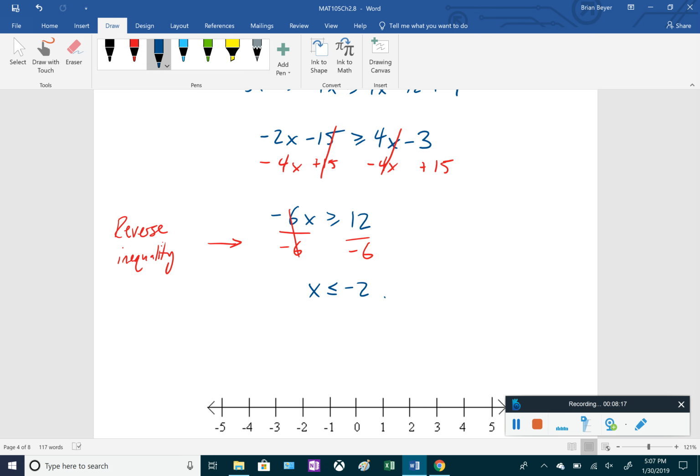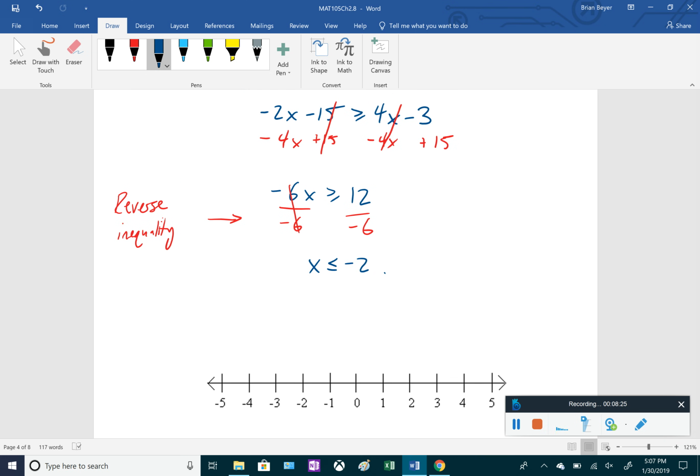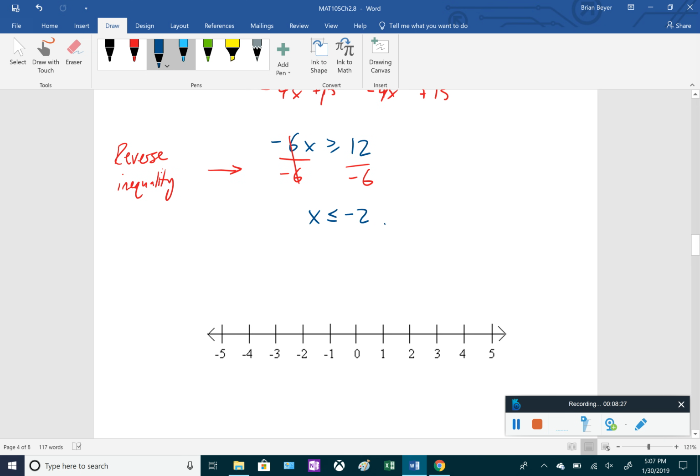So there's other ways that we can write the answer for these. There is something called interval notation, which we'll get to also. But leaving it like this for now is fine. So we go over to negative 2. We fill it in because there's the or equal to. And it's everything less than it, so everything to the left of it. So we draw an arrow to the left.